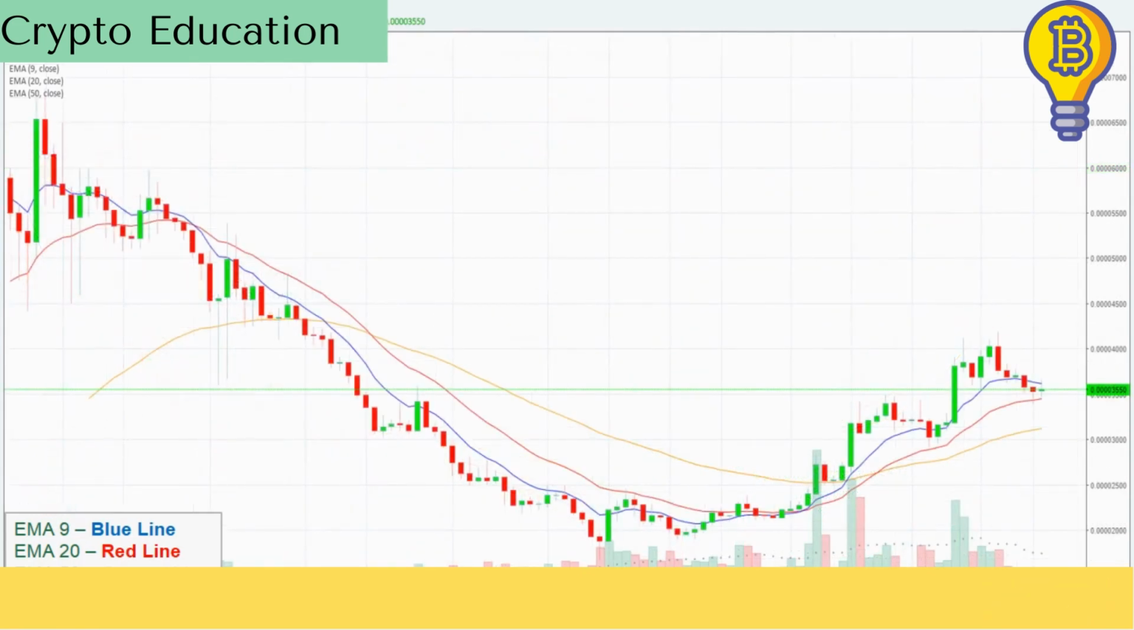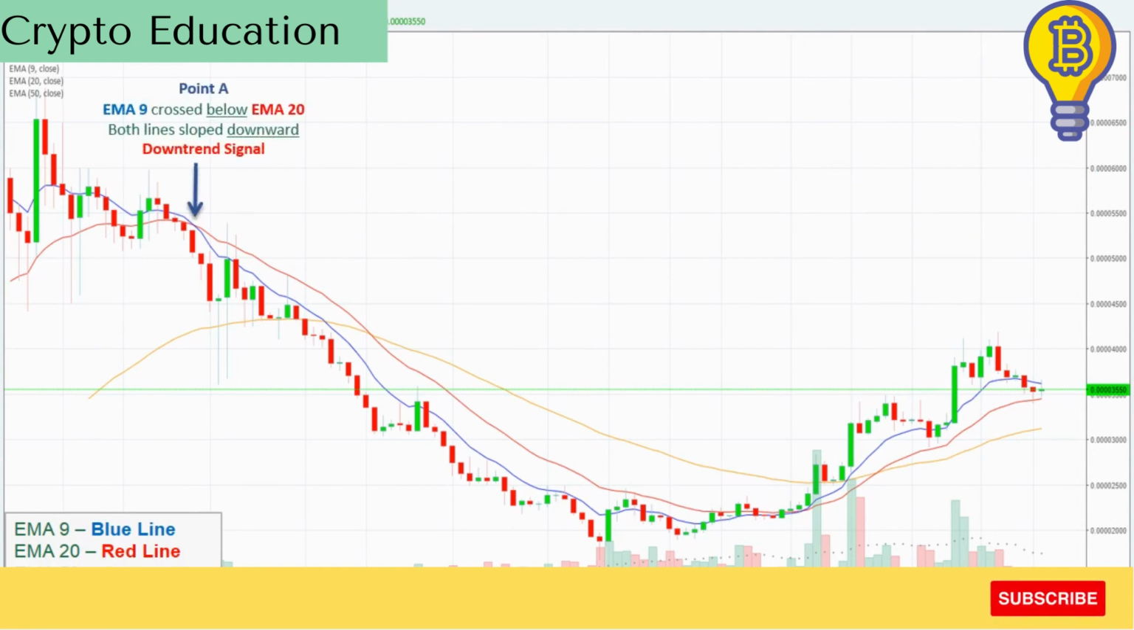Now let's take another example. As you can see on the chart, the blue line crossed below the red line at point A, and both lines were sloping down. This tells us that this was a downtrend signal. The price was going to go down, and when the price dropped below the orange line, we know that this was a strong downtrend. You see, the price dropped by over 50% in about 2 months.